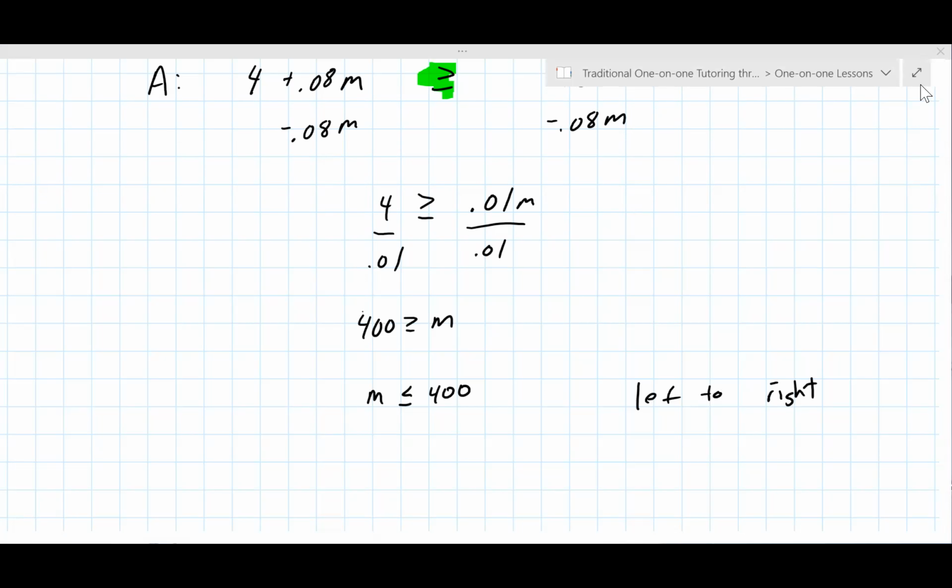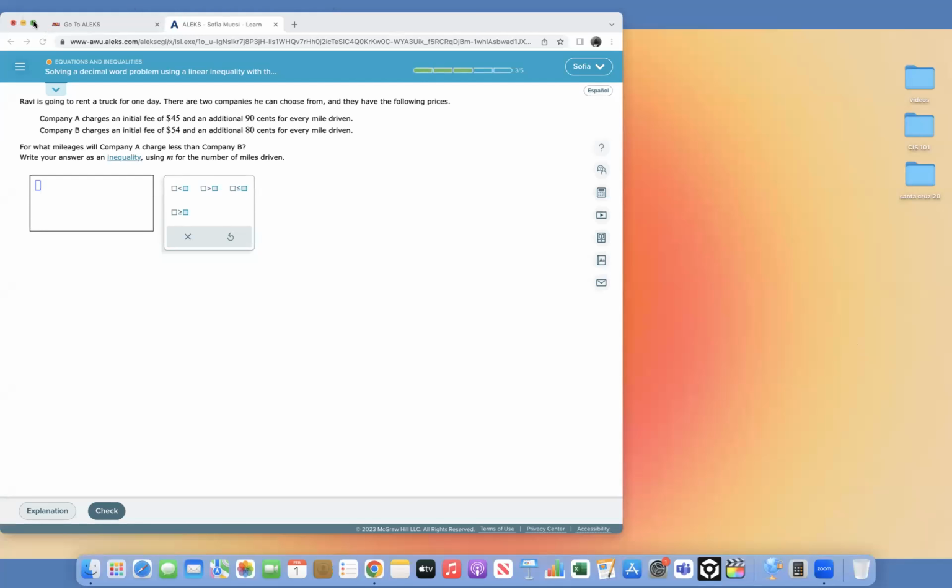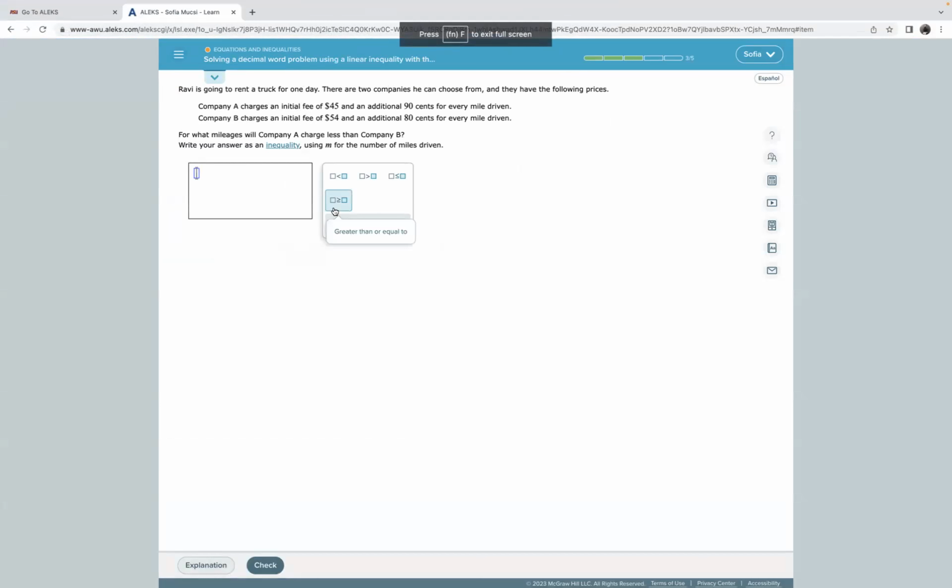Okay, that was correct. I'll attempt to try this one again, but I'll share the screen. Sounds good. Okay, so company charges fee is 90.